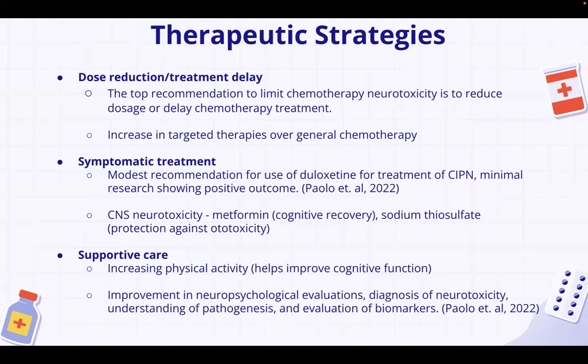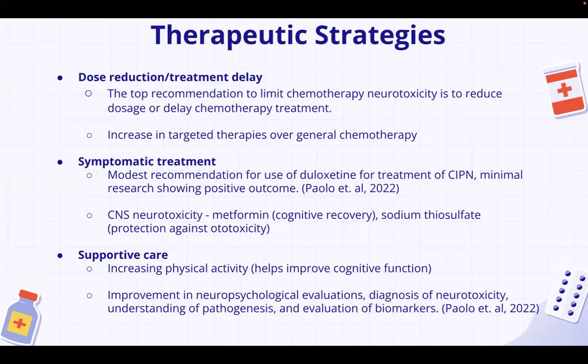For example, there's a modest recommendation for use of duloxetine for treatment of CIPN, like the pain that people feel, but there is minimal research showing positive outcomes of this medication, which is pretty common across these symptomatic drugs. And then in terms of the central nervous system, metformin can be used to recover cognitive functions, and sodium thiosulfate is a less toxic drug that also provides protection against ototoxicity, which is hearing loss, especially common in pediatric brain tumor cases.